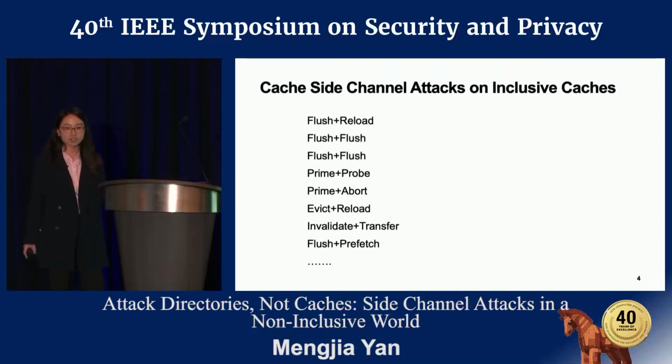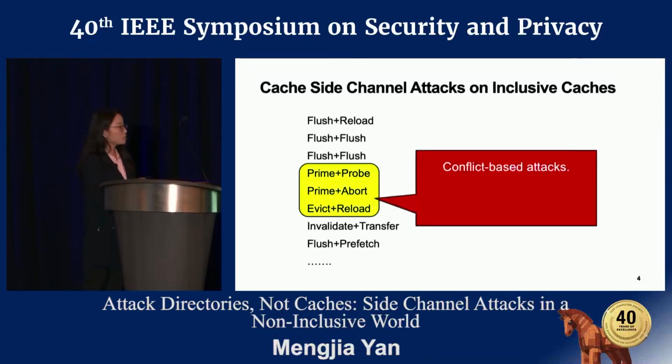The first category uses a special instruction called CLFlush. The other category, some of which I highlighted here, we call conflict-based attacks, because they do not need the CLFlush instruction. They use cache conflicts to perform the attack. These attacks are more stealthy and more difficult to defend against.